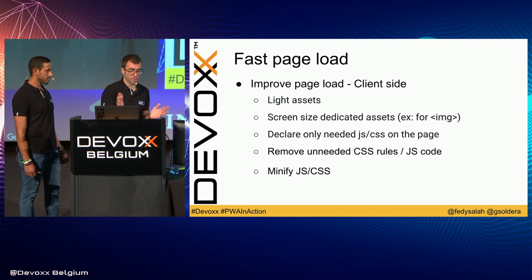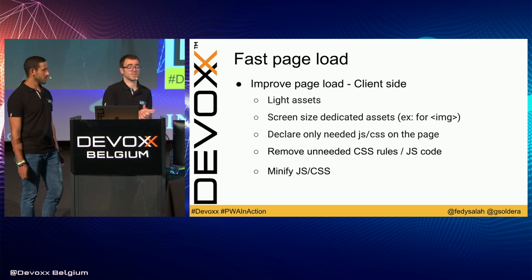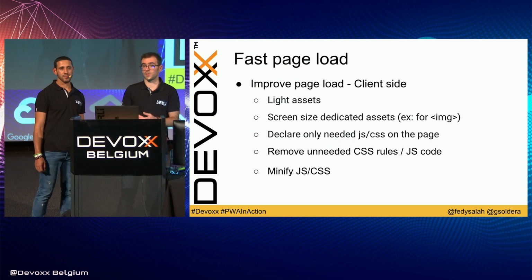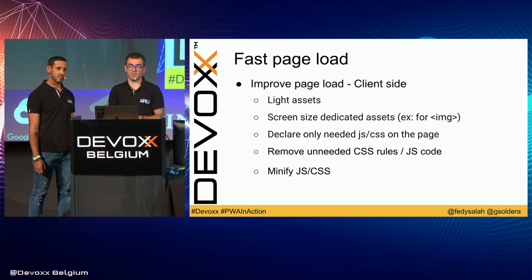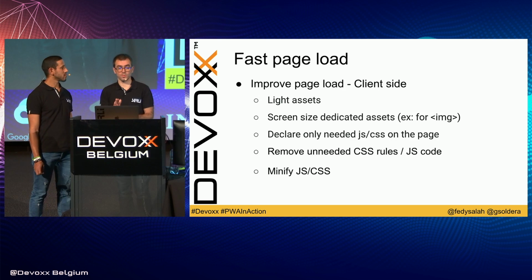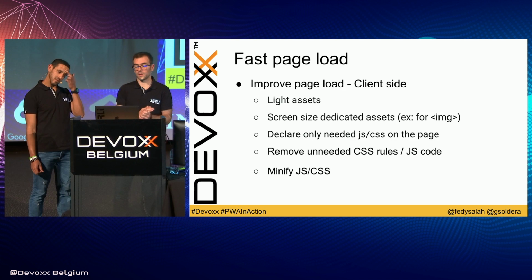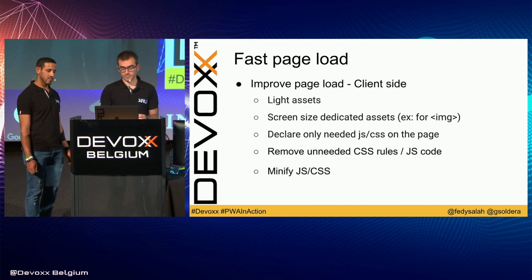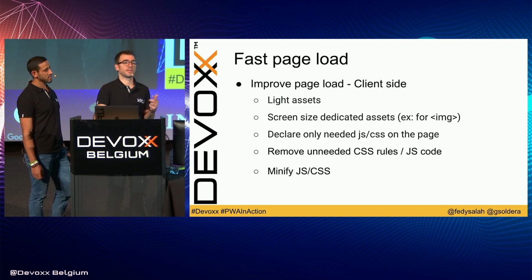It's obvious, but declare only needed JS and CSS on the page. Your application needs jQuery maybe, but on other pages, maybe it's not needed, for example on the home page. In the same way, remove unneeded CSS rules or dead code. Otherwise, your files are too big and it's slow to load. And in your build phase, think to minify your script and CSS.